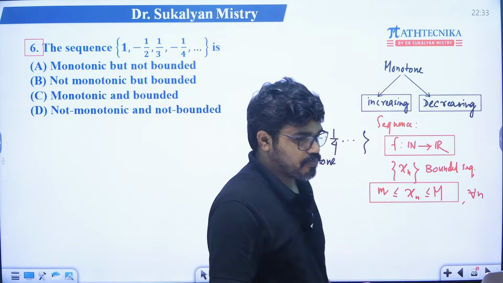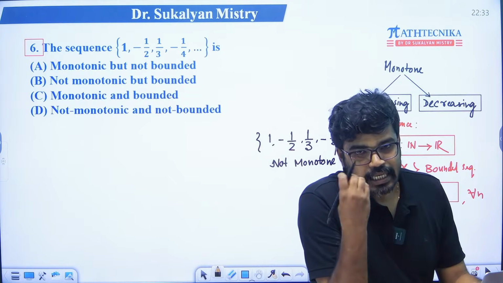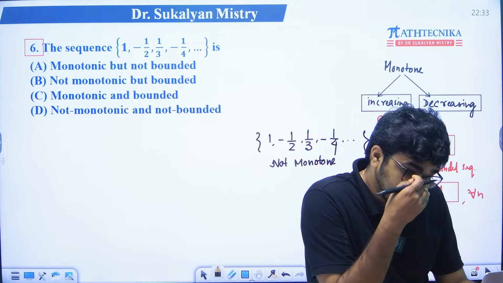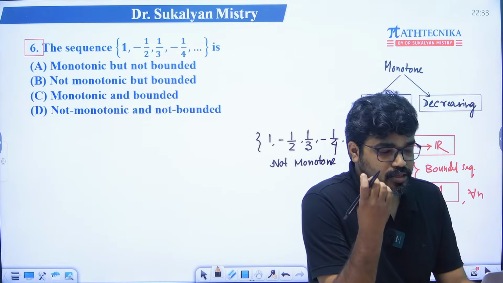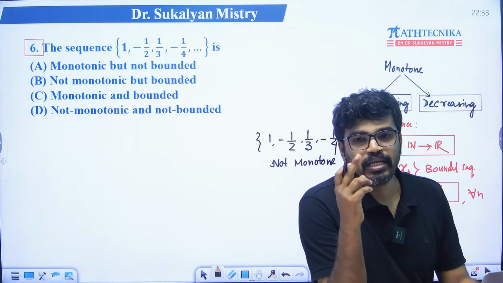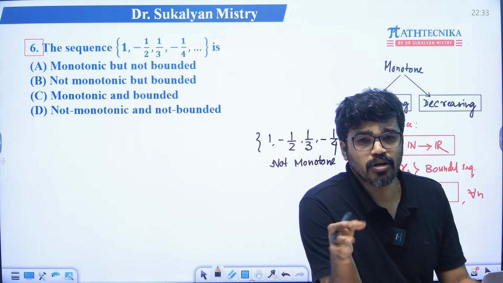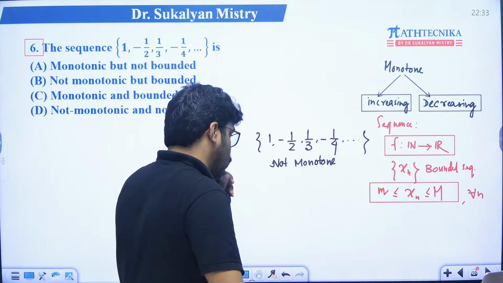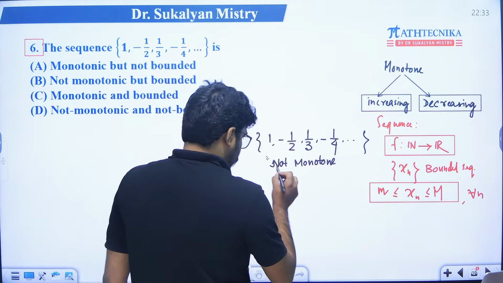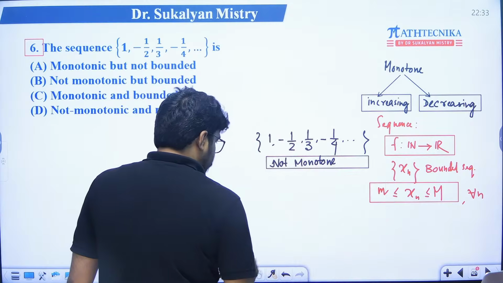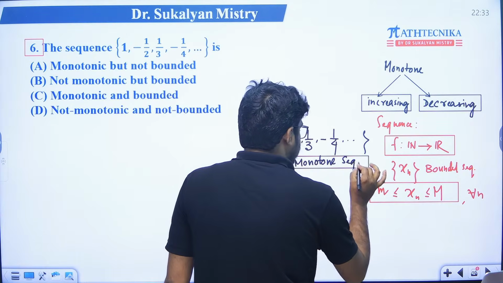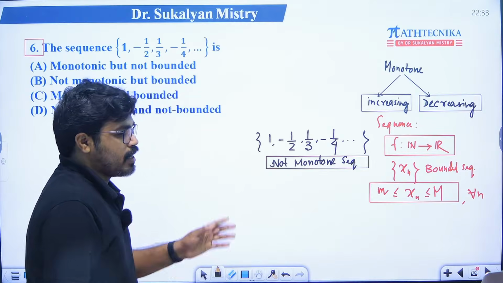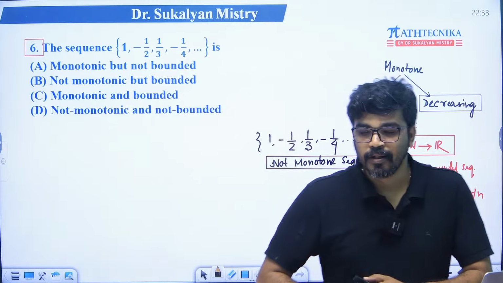Monotone means either it is increasing or it is decreasing. When a sequence is simply increasing or simply decreasing, then we call it monotone. Here look at what is happening: once it increases, once it decreases. So this is not a monotone sequence, but it is bounded.